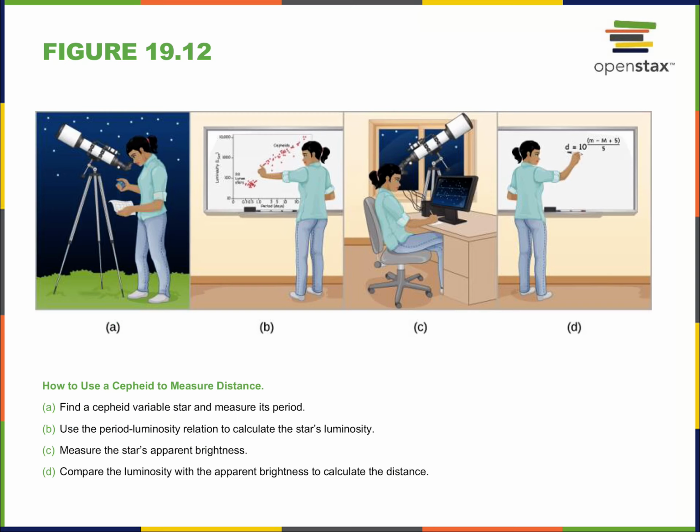Okay? Find a Cepheid variable star and measure its period. That's the first thing you would do. Then use the period-luminosity relationship to calculate the star's luminosity. And again, the only other way, other than Cepheid variables, to calculate luminosity would be with parallax and distance. So measure the parallax, measure the distance, measure the brightness, then you know the luminosity.